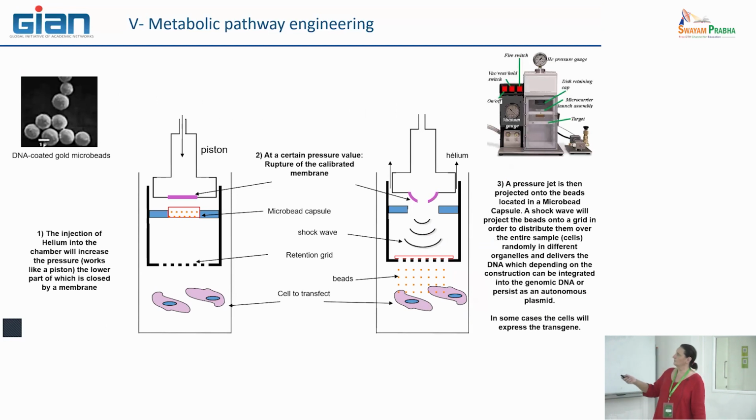So the system is organized like that. You have here a compartment in which you put your cells. Above this compartment, you have another one that is separated from this one, not by a plain wall, but by a grid with small holes. And in the upper part of this second compartment, you have a small plate in which you have your beads with DNA. And at the end here, you have a piston.